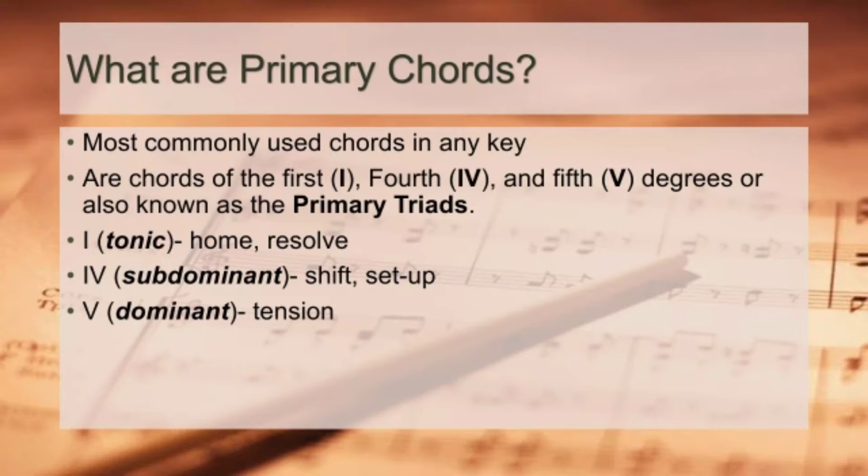The tonic is the home, the object of resolve, and generally travels to some kind of predominant chord, such as the subdominant, which functions as the shift away from home, as well as the setup for the move to the dominant, while the dominant creates the tension, the strong pull back to the tonic.